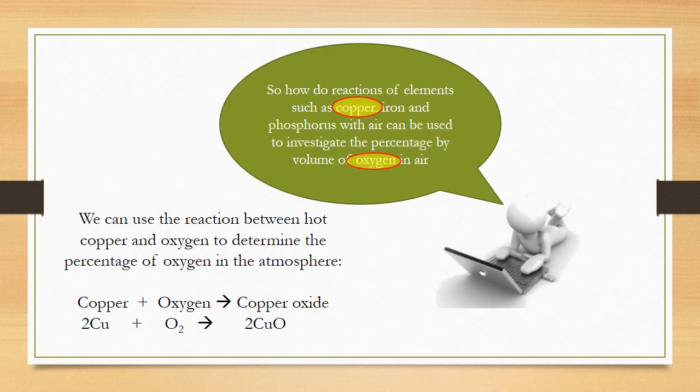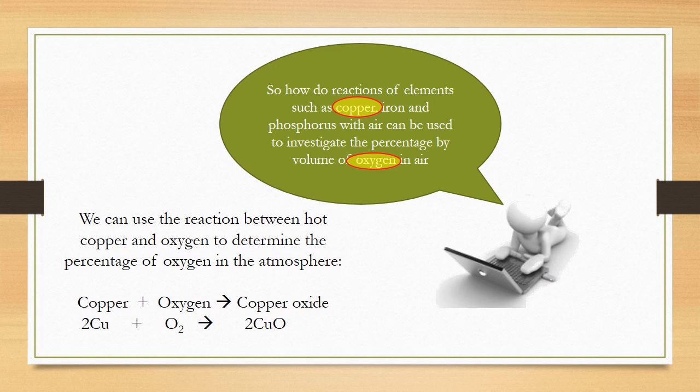So moving along, we also have to find out, how did we determine if that was the percentage of oxygen? How did we do that? There are several reactions that you can do to determine the composition of oxygen in air, and we're going to look at three in particular. Those are involving copper, iron, and phosphorus. First up, we'll use copper.